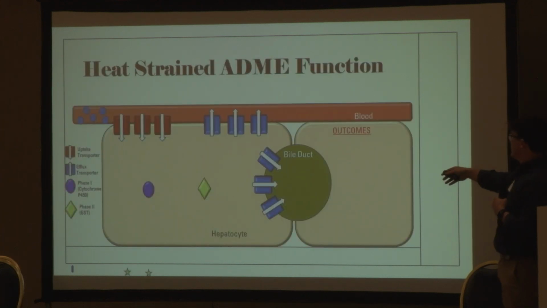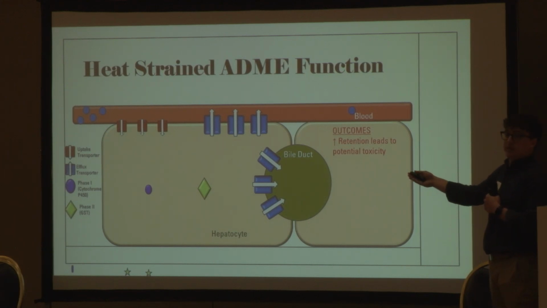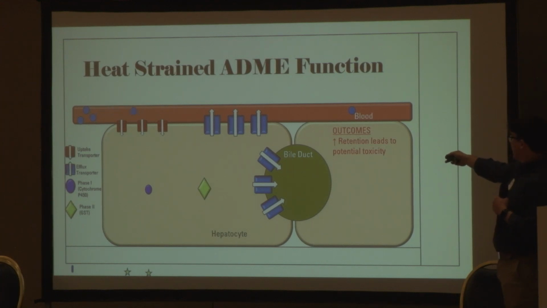So what does this mean for ADME in general? We see a decrease in uptake transporters, and drugs that are reliant on uptake transporters will no longer be taken up into their cells, and they will remain in the bloodstream. This increase in retention could lead to potential toxicities. What about P450s? Well, if we see a decrease in P450s, like we do with, say, CYP3A4, drugs that come in will not be metabolized as they once were, and they will leave back into the bloodstream. Again, this increase in half-life could also lead to potential toxicities.